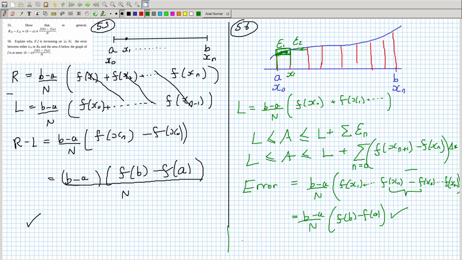And the argument for the right is the same, but the inequality is just basically going to be the other way around. So it's not in any way significantly different. So that answers those two questions satisfactorily, I believe, because we got exactly the result that we were supposed to.